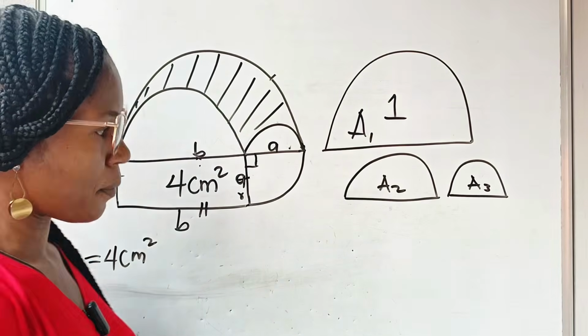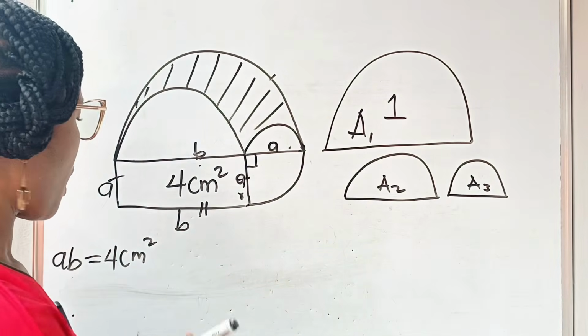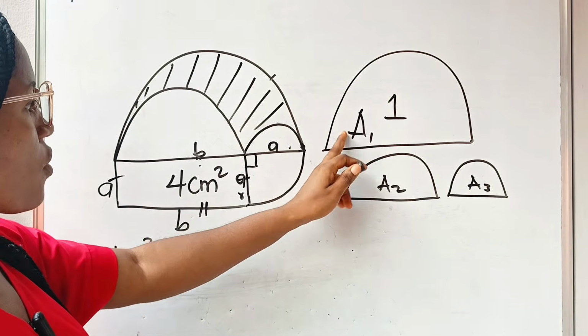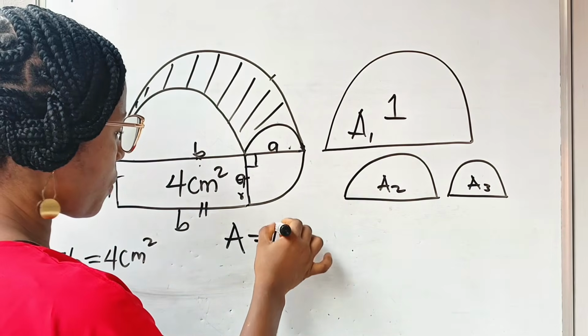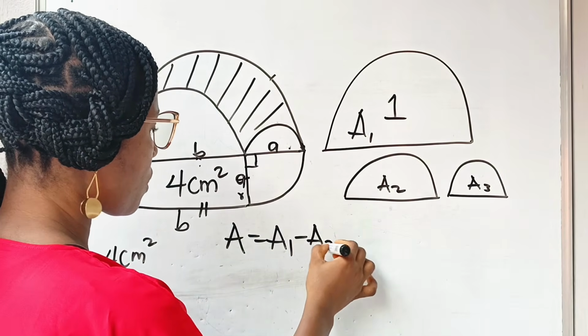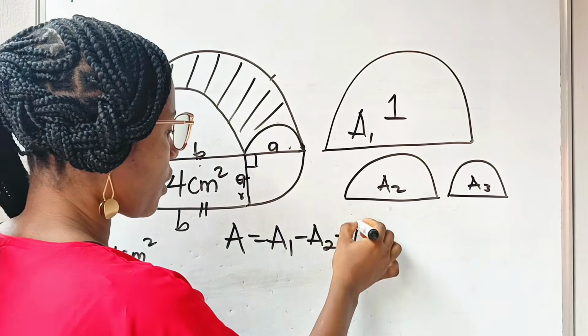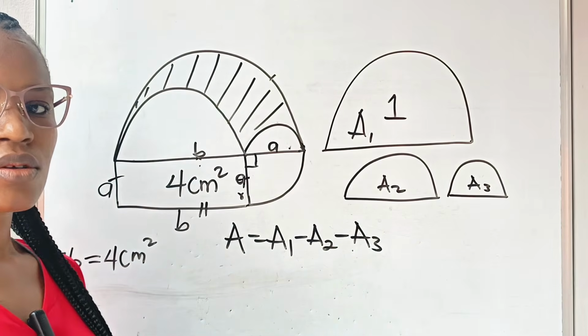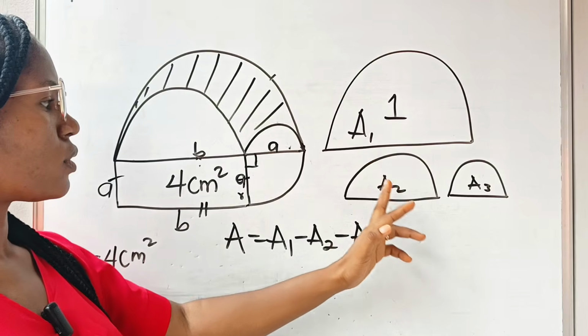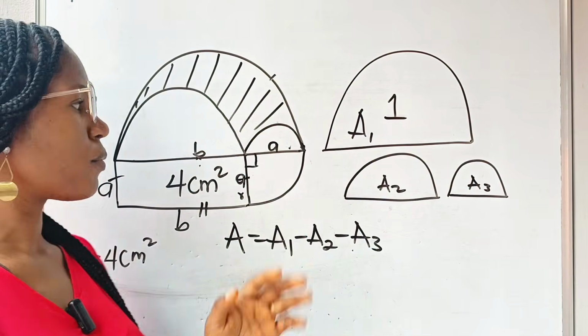Okay, so to find A, which is the area of the shaded portion, A will be equal to the area of this whole semicircle, which is A1, minus A2 minus A3. All right, so the big question now is, how do we find A1, A2 and A3?